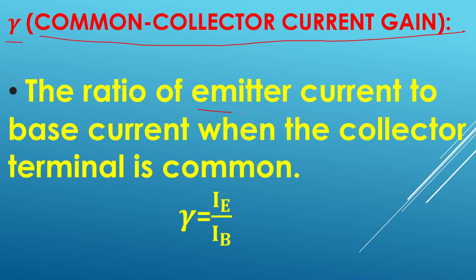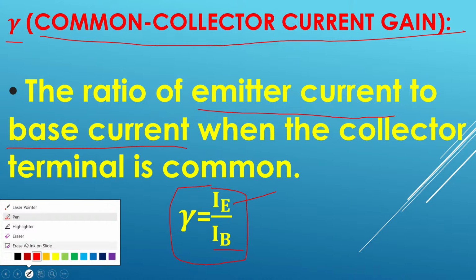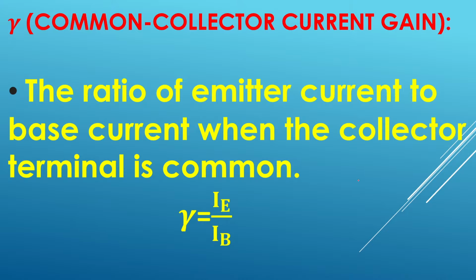It is the ratio of emitter current to the base current, so gamma is equal to IE by IB. The common collector current gain is the ratio of emitter current to the base current when the collector terminal is common. I hope you have written it down.